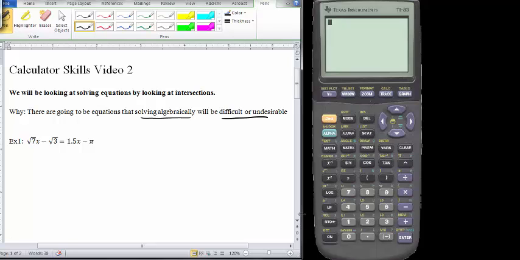So go ahead and write down this first example, and if you need to, pause the video to write down the example, and then we're going to go ahead and use the calculator. So pause now if you need to.